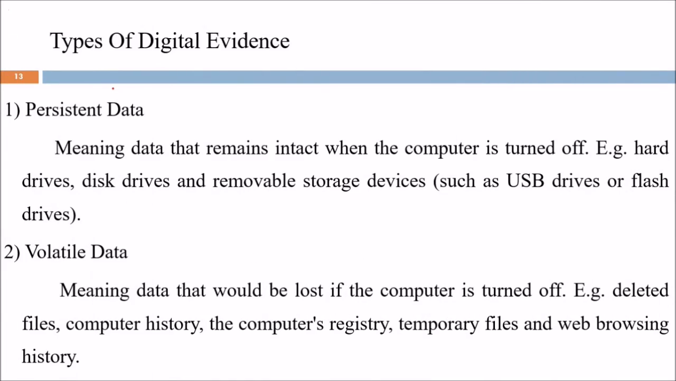These are the types of digital evidence. First of all, we have persistent data, meaning data that remains intact when the computer is turned off. For example, the data on the hard drive, disk drive, or USBs or flash drives. While volatile data means the data which gets lost if the computer is turned off. Examples: deleted files, computer history, the computer's registry, temporary files, and web browsing history.